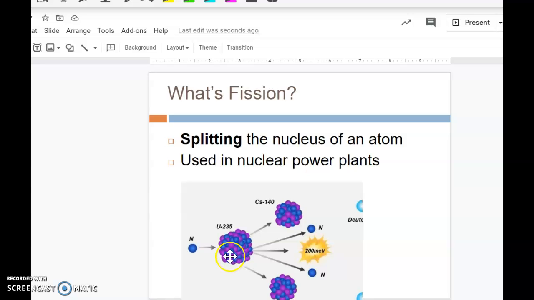So this is what you get in nuclear power plants. The sun also produces a lot of energy by splitting the atom, specifically the nucleus in the atom.